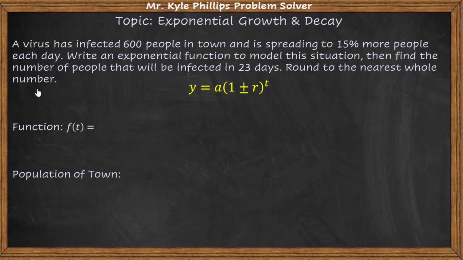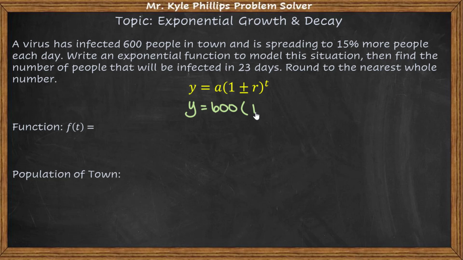Okay, so this is your equation for exponential growth and decay. Anytime we're dealing with growth, we're going to say 1 plus the rate. And anytime we're referring to decay, we're going to say 1 minus the rate. So here, this is your initial amount, the value that you start with. The virus infected 600 people, so we start with 600.